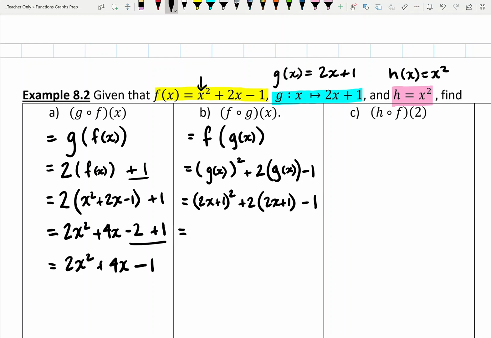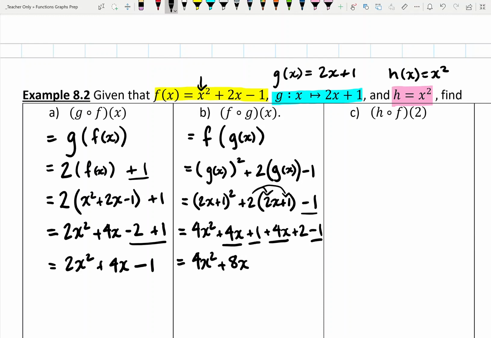2x plus 1 all squared is 4x squared. 2 times 1 is 2, times 2 is 4, so plus 4x. 1 squared is 1. We distribute the 2 into the bracket to get plus 4x plus 2, and then the minus 1 on the end. So tidying that up, we get 4x squared plus 4x is plus 8x, plus 1 minus 1 cancels out, plus 2 is plus 2, and that's our answer, as simple as possible.